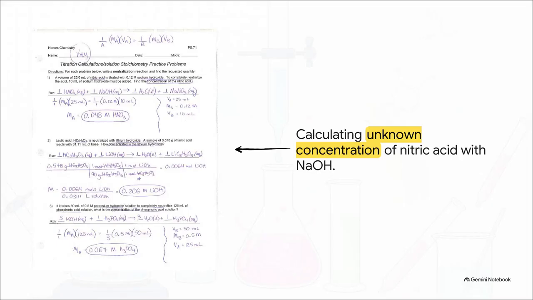Let's put some numbers to this. Say we're titrating 25 milliliters of nitric acid with 10 milliliters of a 0.12 molar sodium hydroxide solution. Because it's a strong acid and a strong base in a perfect one-to-one neutralization, we just use our volume and molarity data. By taking the base's moles and dividing by the acid's volume, it mathematically reveals the exact 0.048 molarity of our previously unknown acid. Boom! The invisible is now completely visible.